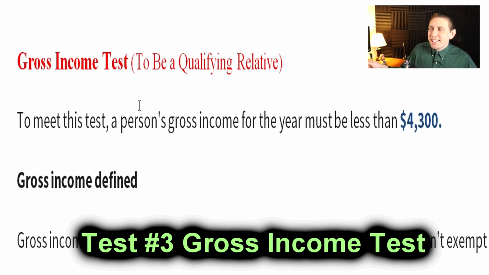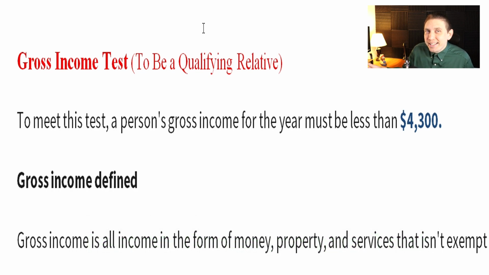It says, to meet this test, a person's gross income, and this is the person you're trying to claim as a qualifying relative, for the year must be less than $4,300. They have to be very poor in order for you to claim them. If they made more money than that, you're out of luck. Because if you fail any one of these tests, whether it's the relationship test, member of household test, or any of that, if they fail the criteria in this income test, they're ruled out instantly as somebody you can claim.